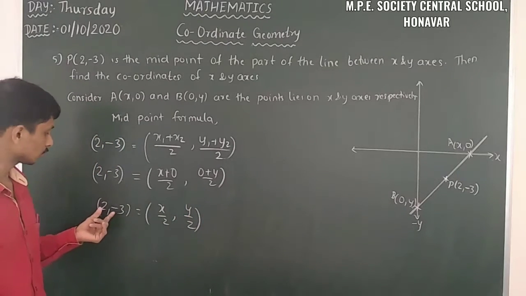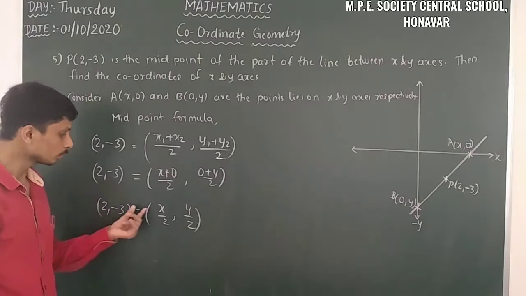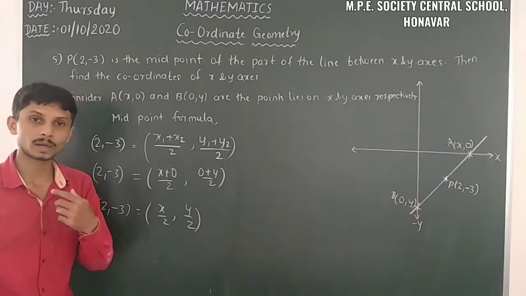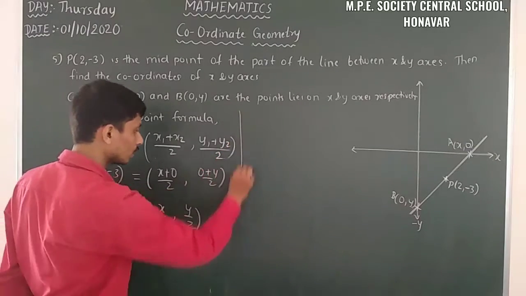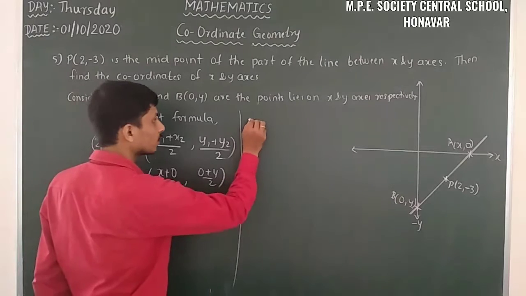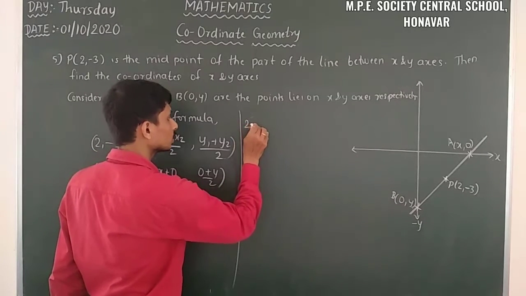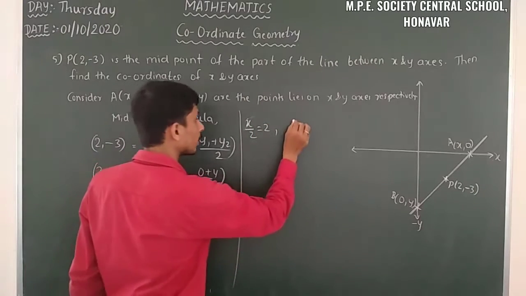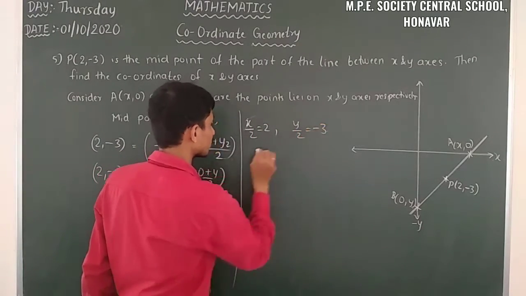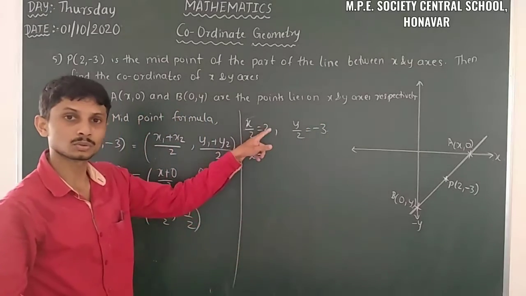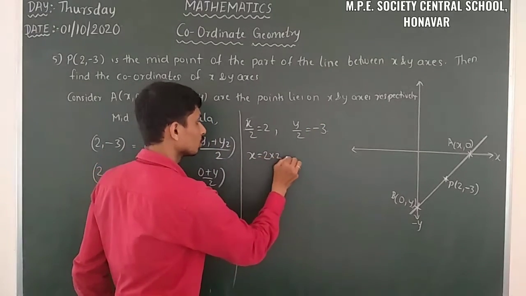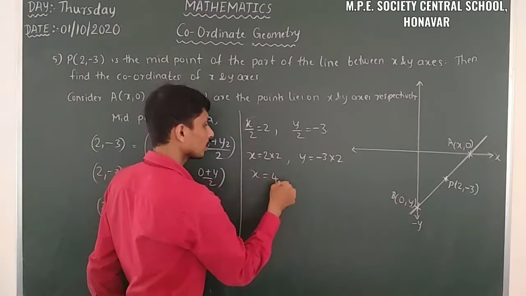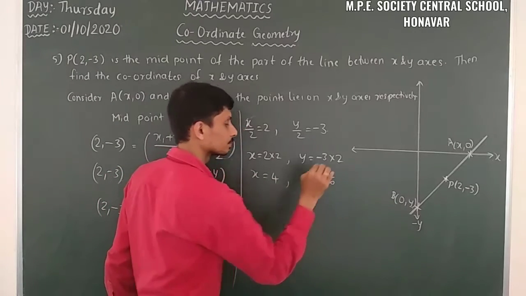Let us take them individually. In the first part, 2 corresponds to x by 2, and minus 3 corresponds to y by 2. Those two are equal, so we have to equate them. So x by 2 is equal to 2, then y by 2 is equal to minus 3. So x is equal to, I will transpose this 2 to the RHS side, it becomes 2 into 2, and y is equal to minus 3 into 2. So x is equal to 4 and y is equal to minus 6.